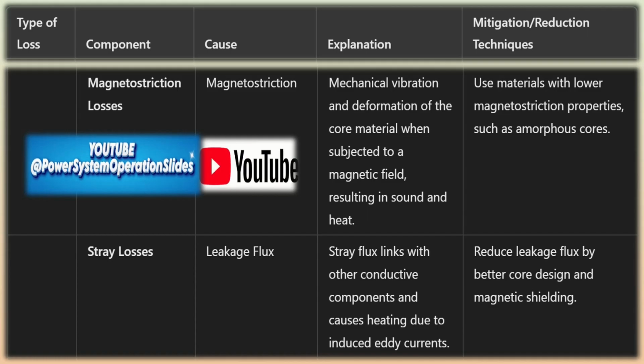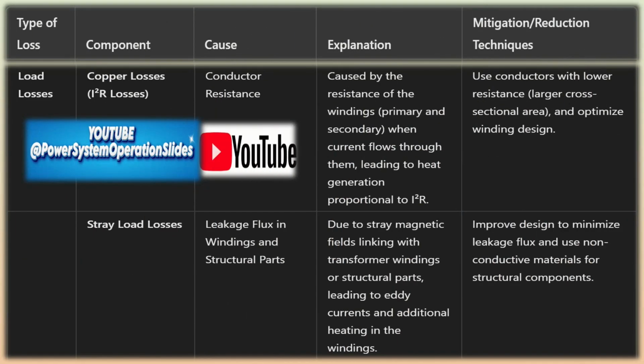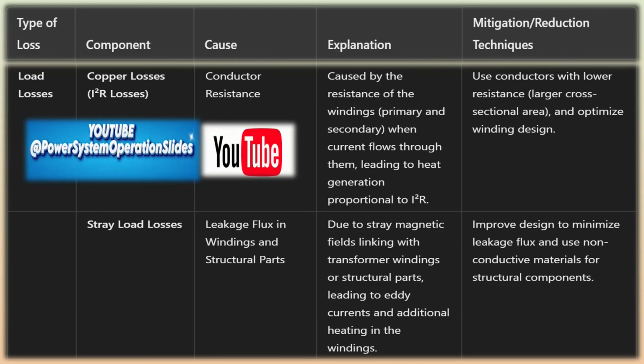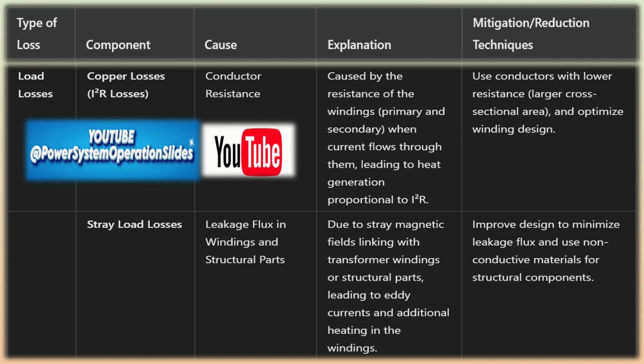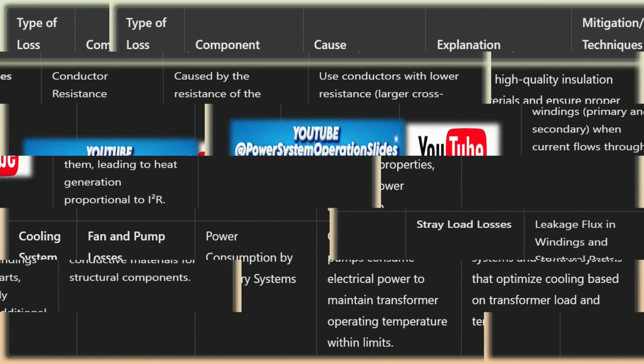Copper losses, or load losses. These losses occur due to the resistance of the transformer windings when current flows through them, typically under load conditions. Copper losses vary with the load on the transformer. I²R losses, or winding resistance losses, are caused by the electrical resistance of the transformer windings. Proportional to the square of the current, I², they vary with the load current. Higher loads result in higher copper losses.